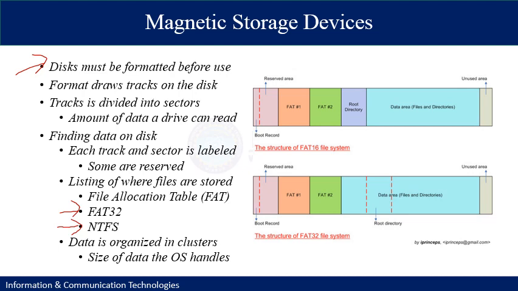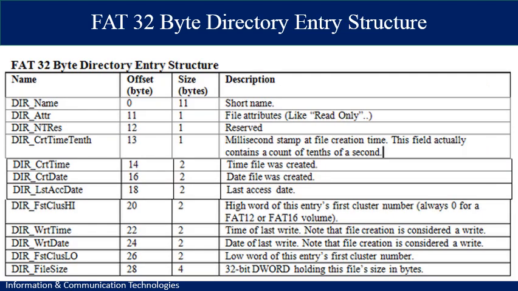If you look diagrammatically, we may have a structure of a FAT32 file system, with a boot record, a reserved area, a file allocation table, an area that contains the data, and an unused area. This table shows a FAT32 32-byte directory entry structure. It is the information about the data stored on your drive. For every FAT32 directory entry, this structure is used, and for each piece of metadata or information, there is a specific size in bytes in memory.